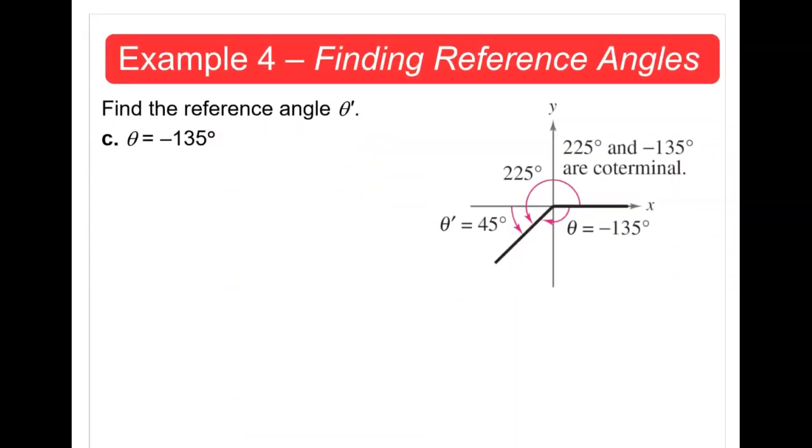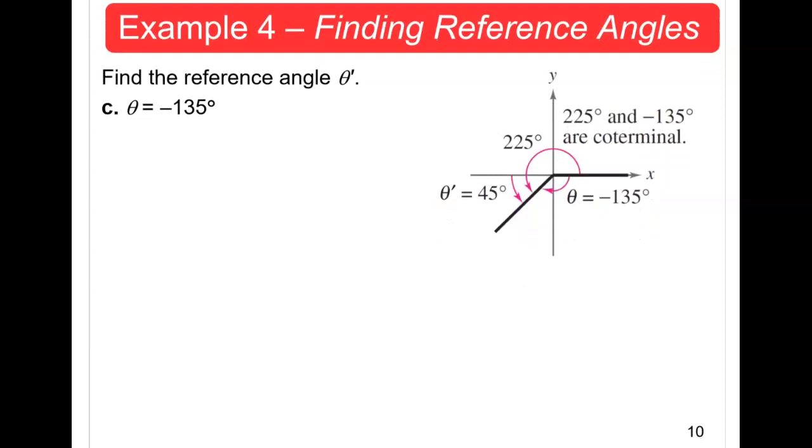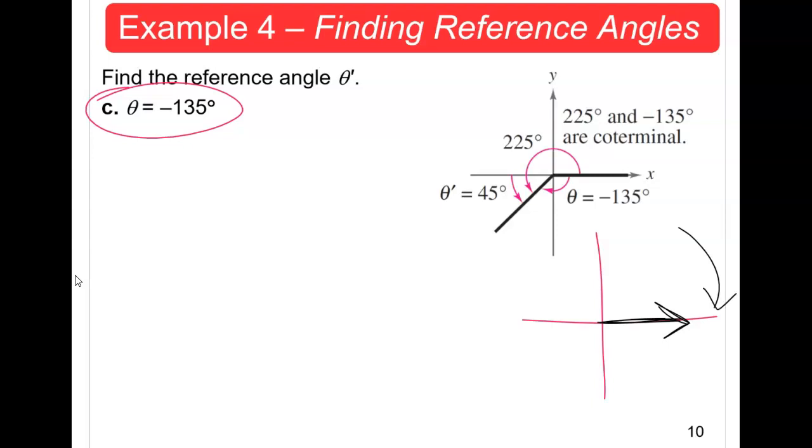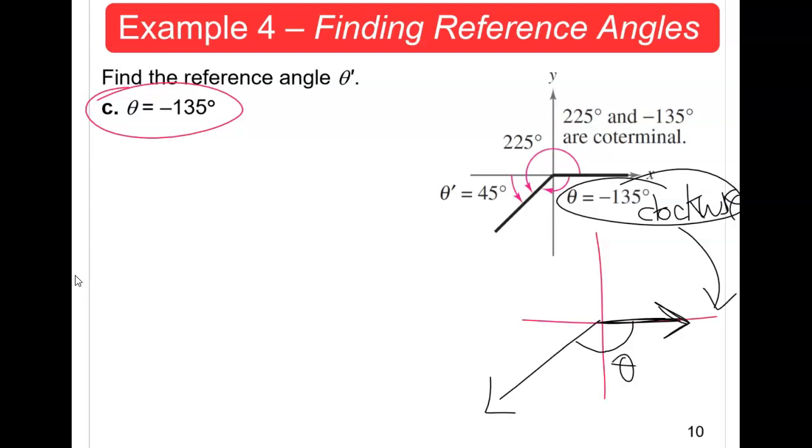Now let's go to our last part of this example. And now we're going to have a negative angle. This original angle is negative 135 degrees. So for an angle like that, we start in standard position and go in the negative direction, which is clockwise. Clockwise is what we get for negative angles. So we start here, then here will be negative 90, and then we go a little bit more, and that is the angle theta, negative 135 degrees.